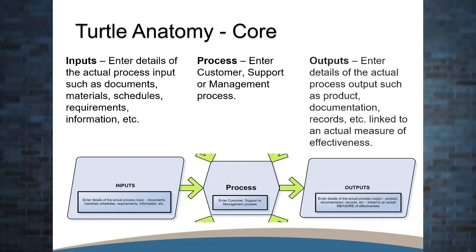box here. And then outputs, enter details of the actual process output, such as product, documentation, records, etc., linked to an actual measure of effectiveness. And that measure we will put in the criteria box coming up here.